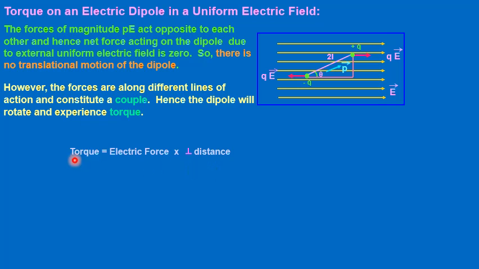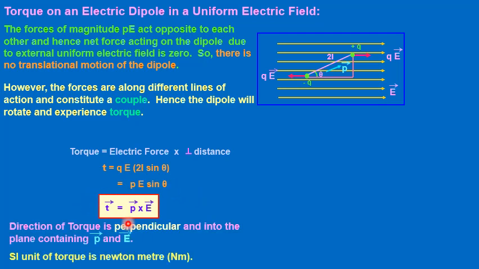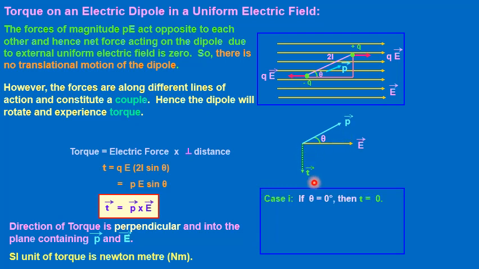Torque is equal to electric force into perpendicular distance. T is equal to QE into 2L sin theta. Q into 2L is P, so T is equal to PE sin theta, or we can write torque vector is equal to P vector cross E vector. Direction of torque is perpendicular and into the plane containing P vector and E vector. SI unit of torque is Newton meter. As we can see in this diagram, the angle theta is between P and E. This is torque vector.